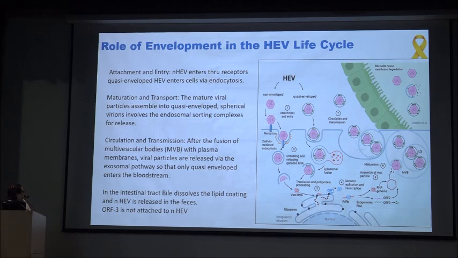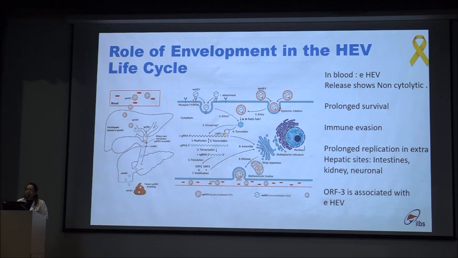So ORF3 is associated with the majority chunk of the virus which is in circulation, while the one which is excreted out in the feces is the non-enveloped. The non-enveloped nature of the virus prevents degradation and allows its environmental existence, but inside the body, you have a quasi-envelope along with the viral proteins also. This is again showing the same thing.